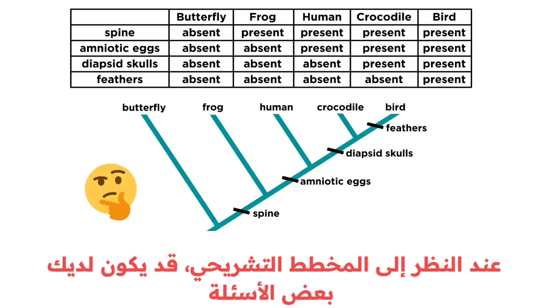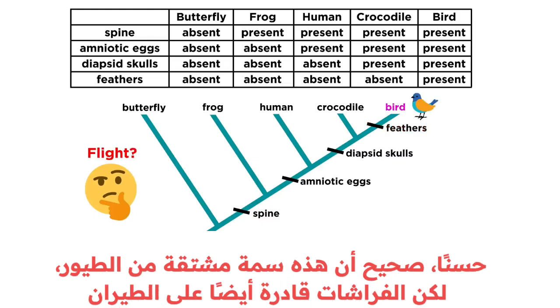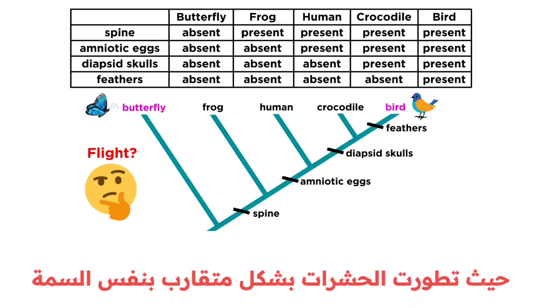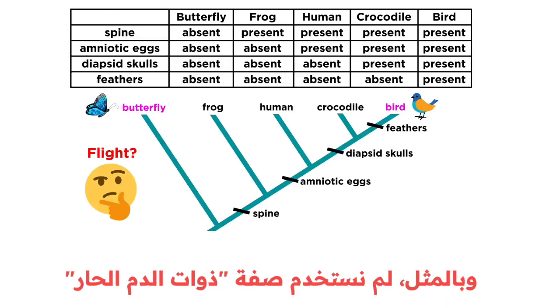Looking at the cladogram, you may have some questions. Why, for example, didn't we use the characteristic of flight to separate the birds from the crocodiles? Well, it is true that this is a derived characteristic of birds, but butterflies are also capable of flight, since insects convergently evolved the same characteristic, so it wouldn't be a good fit for the cladogram since you could accidentally group the birds and butterflies together.